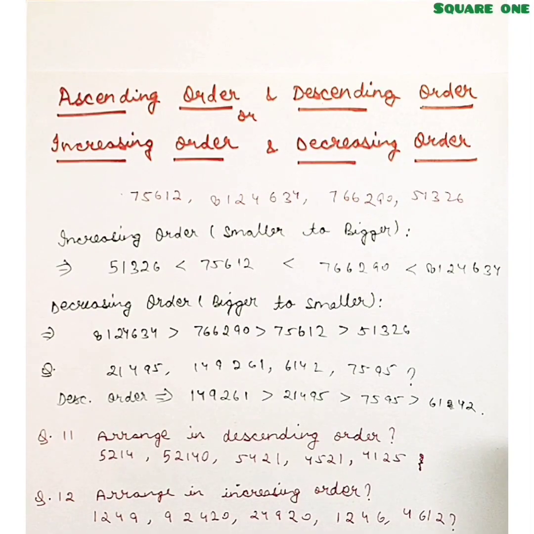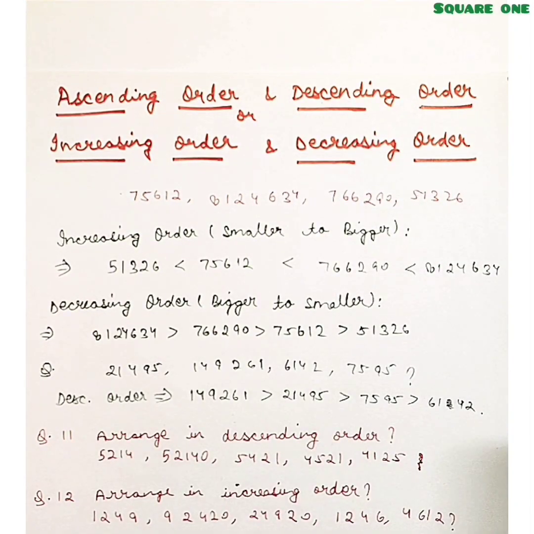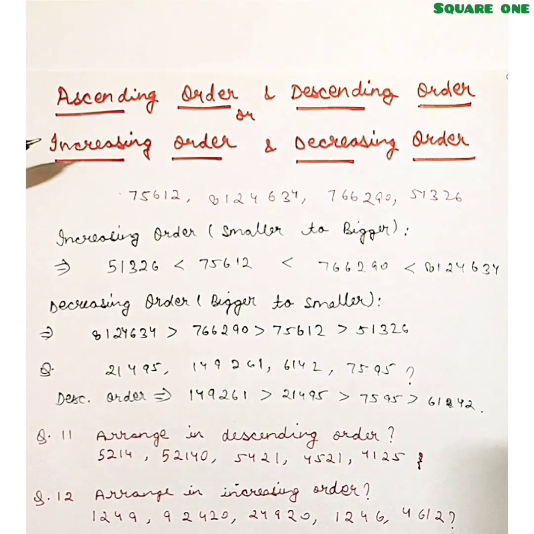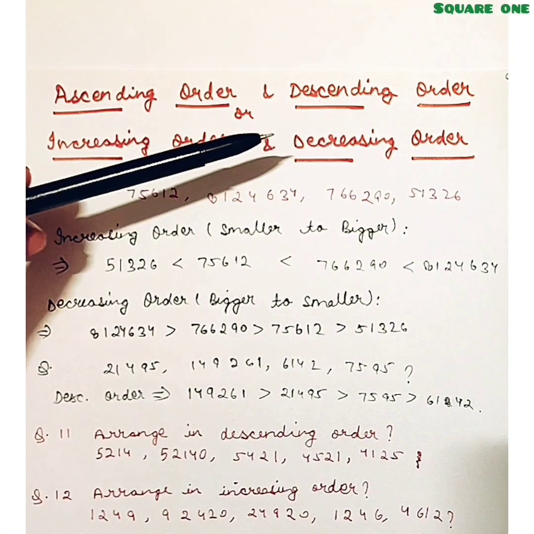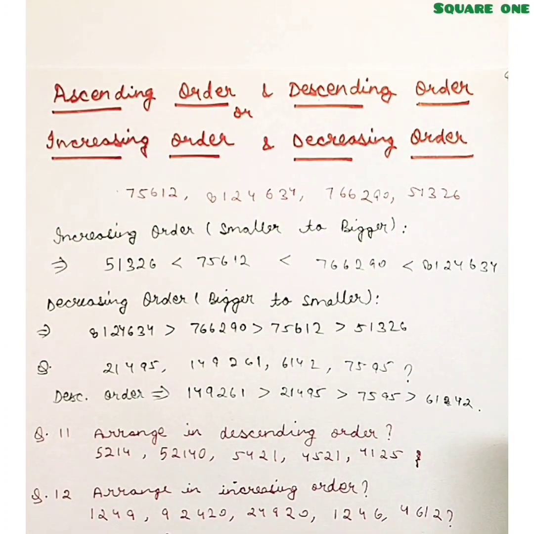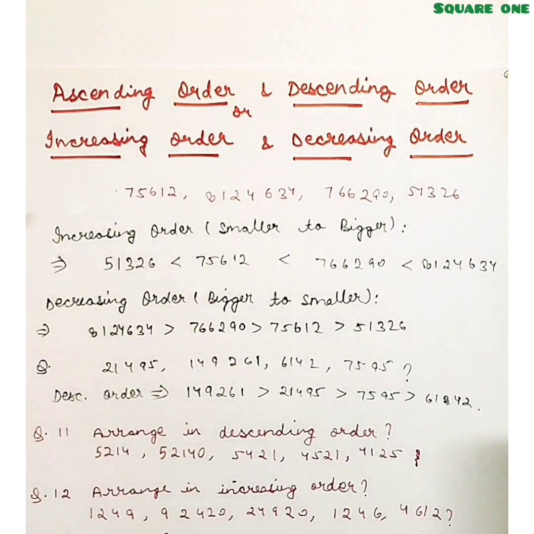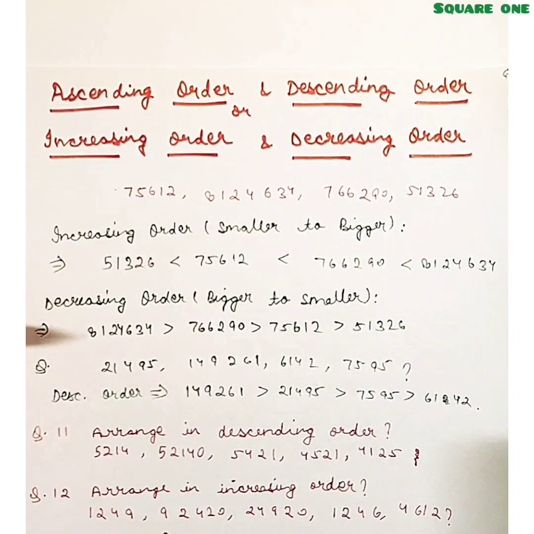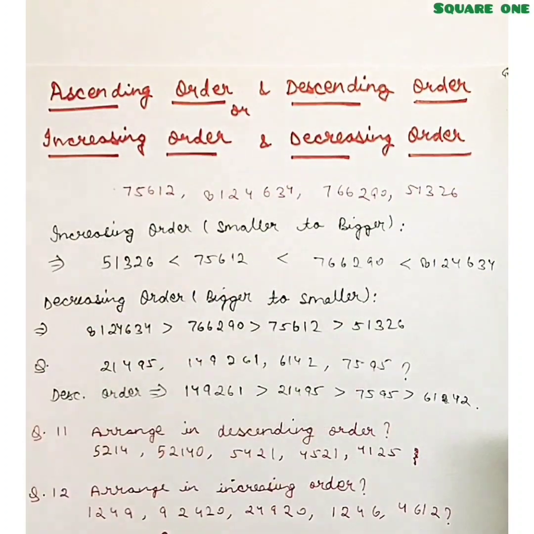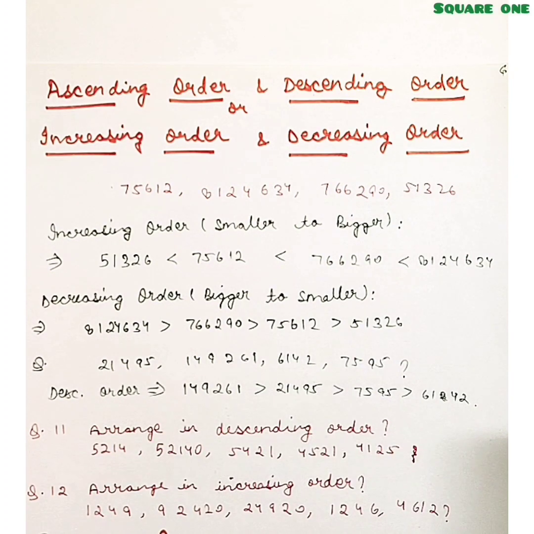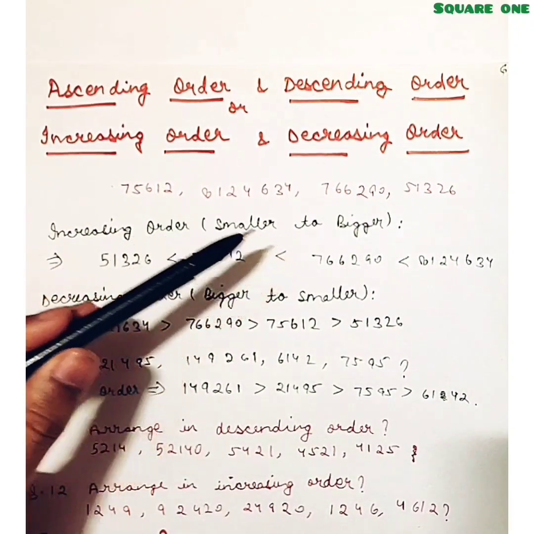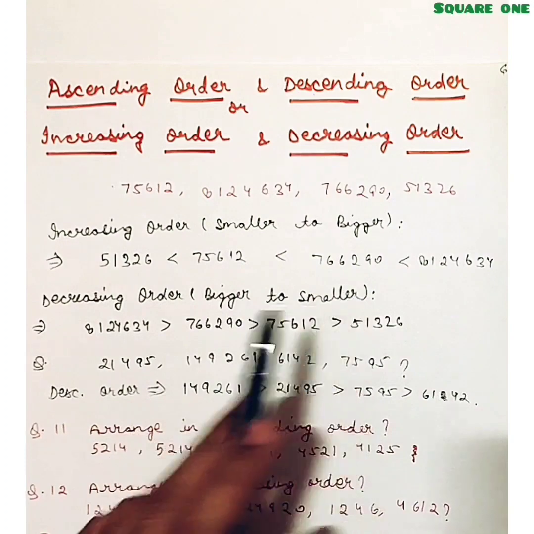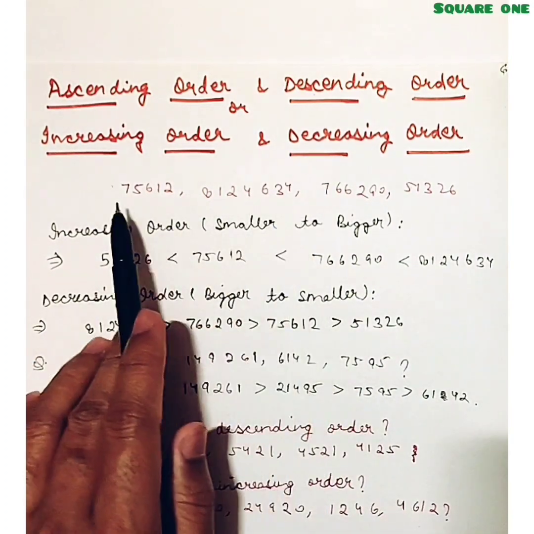The last topic in comparison of numbers is ascending order and descending order. Ascending order is also known as increasing order, and descending order is also known as decreasing order. Now I have already written these 4 numbers: 75612, 812464, 766290 and 51326. Often it is asked that you have to arrange numbers in ascending order or descending order. In ascending order or increasing order, numbers are arranged from smaller to bigger. We arrange the numbers from the smallest to the greatest.